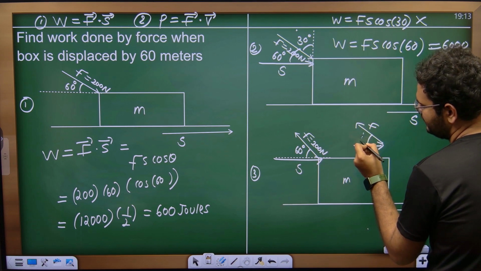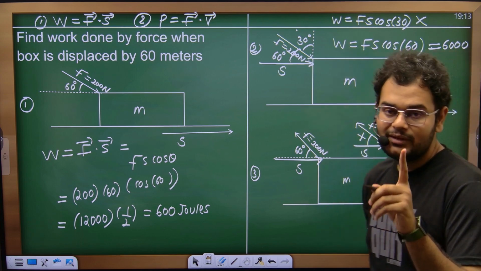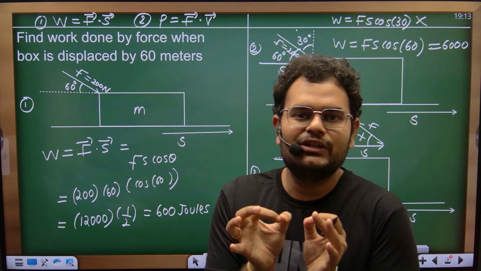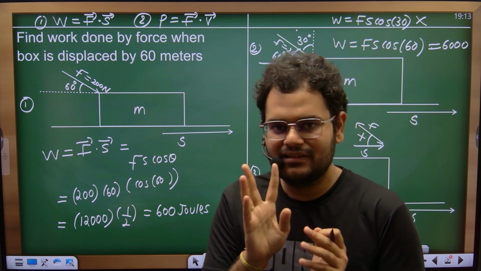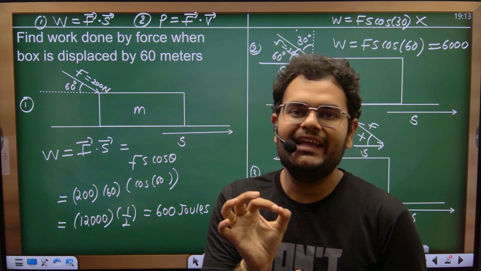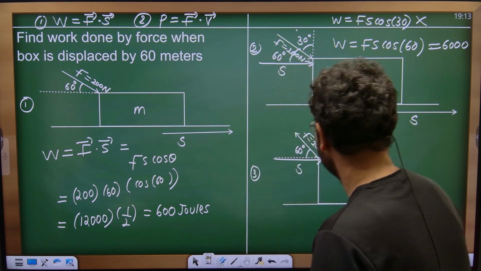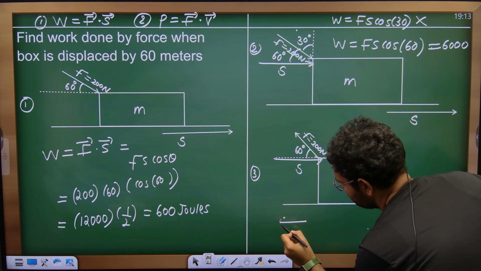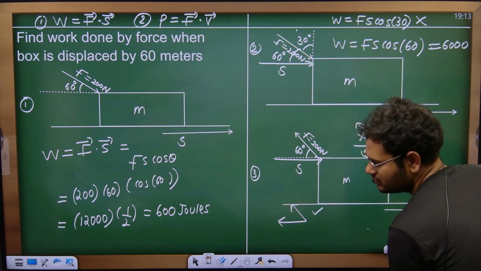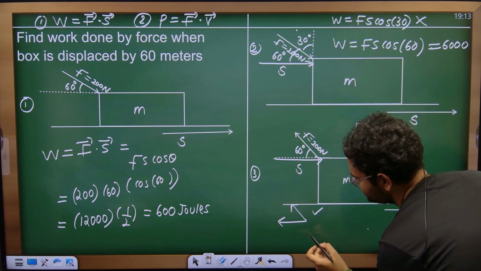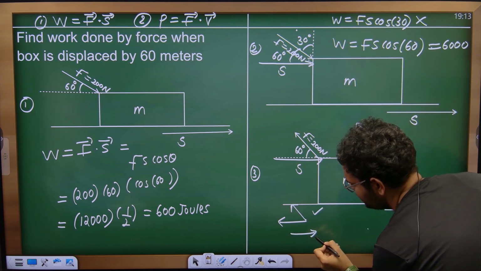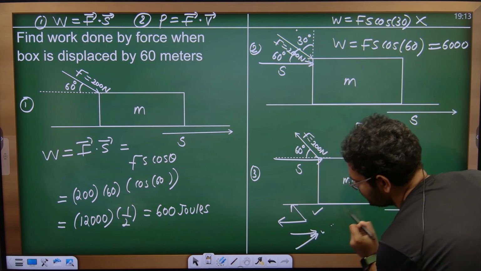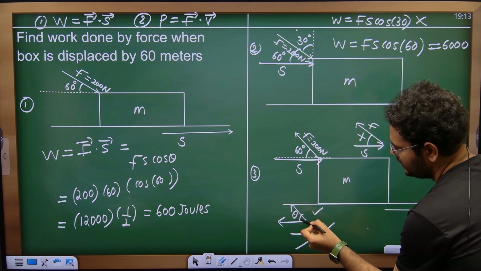Never take this angle. This is not the angle between two vectors. For taking the angle between two vectors, either of two things is fine. The tails of the two vectors should coincide, which means the case should be like this. This is correct. Or the heads should coincide, which means like this. This is also correct. Here this is theta and this is theta.